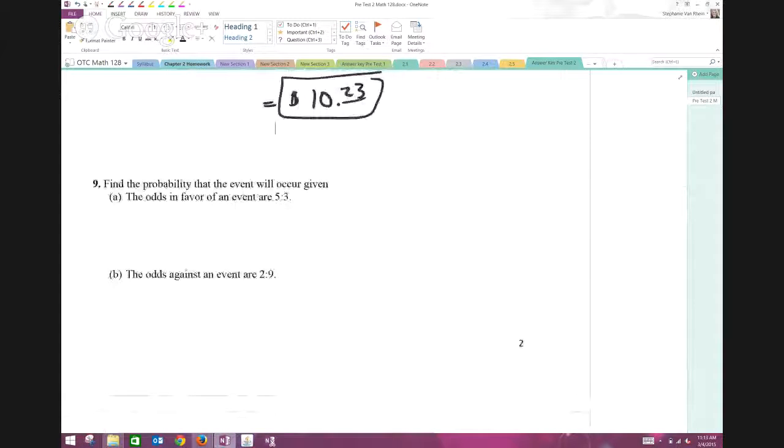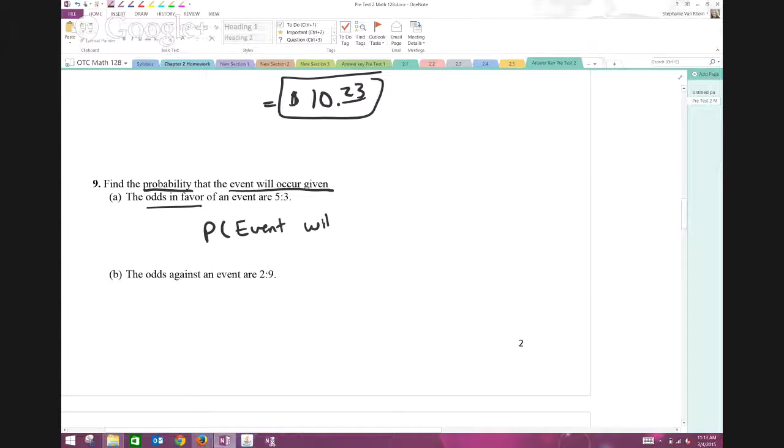Here's an example of looking at odds and converting it to probability. So we want to know the probability. If the odds in favor of the event are 5 to 3, what's the probability the event will occur? Probability the event will occur, given that it's in favor, is going to be 5 over 5 plus 3. 5 over 7. Ooh, 8. 5 plus 3 is 8.